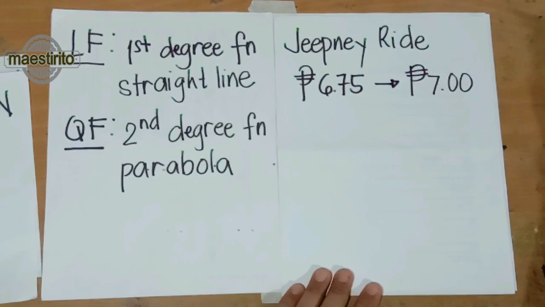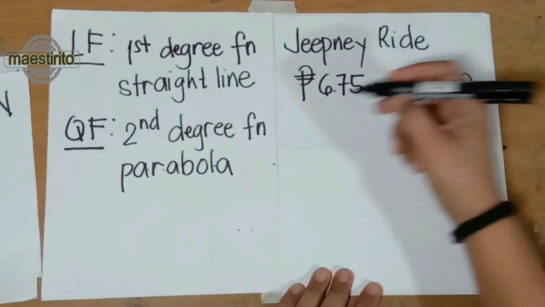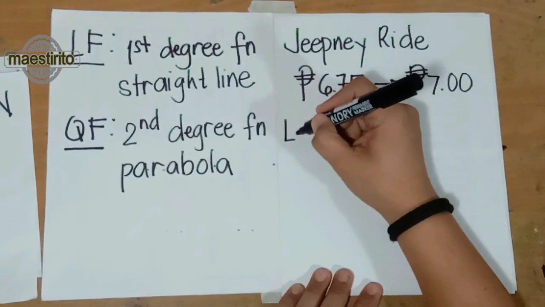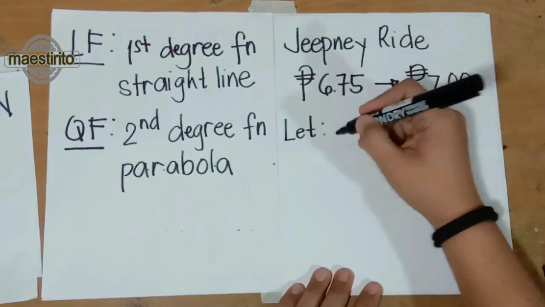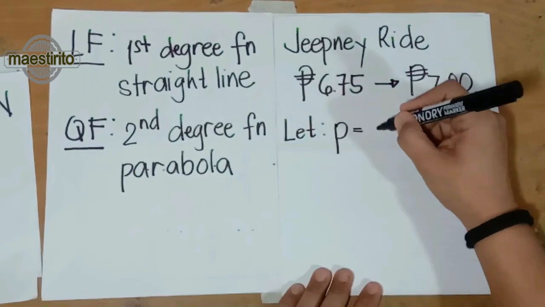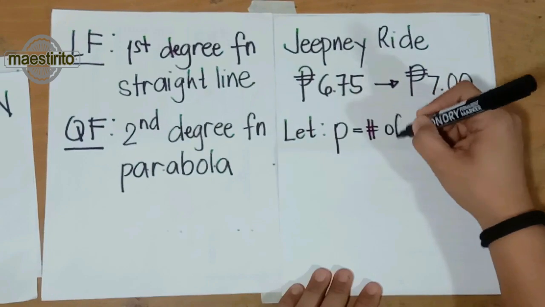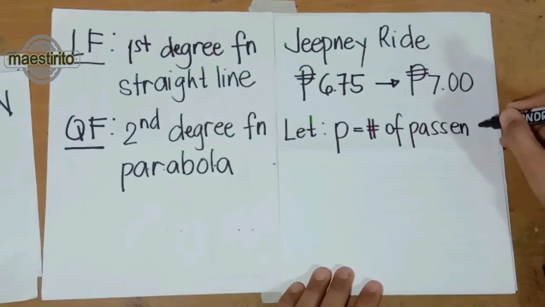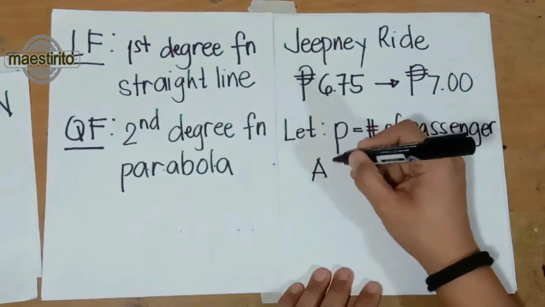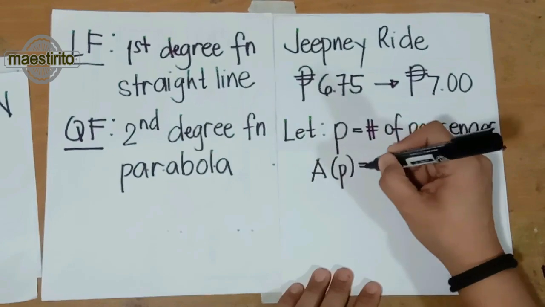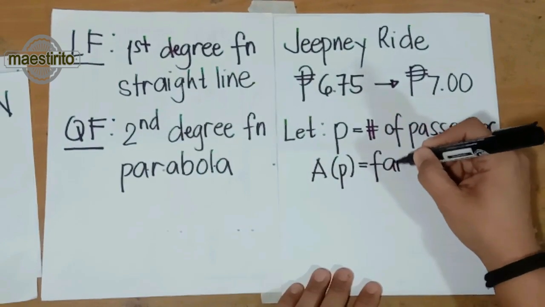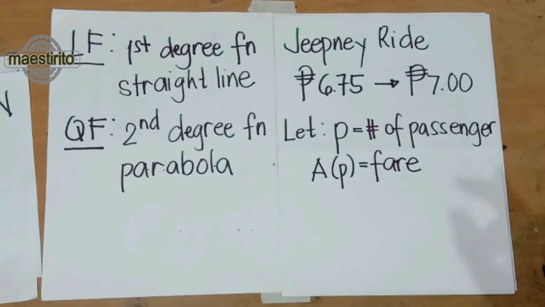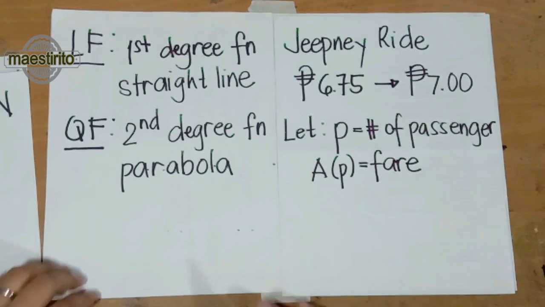Now let us have some notations here. We are going to let P be the number of passengers, and then A(P) would be the fare. Okay, let me put this aside.